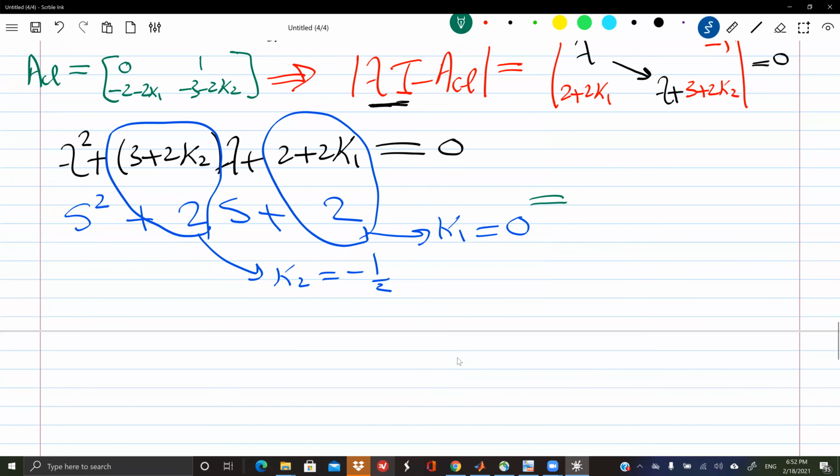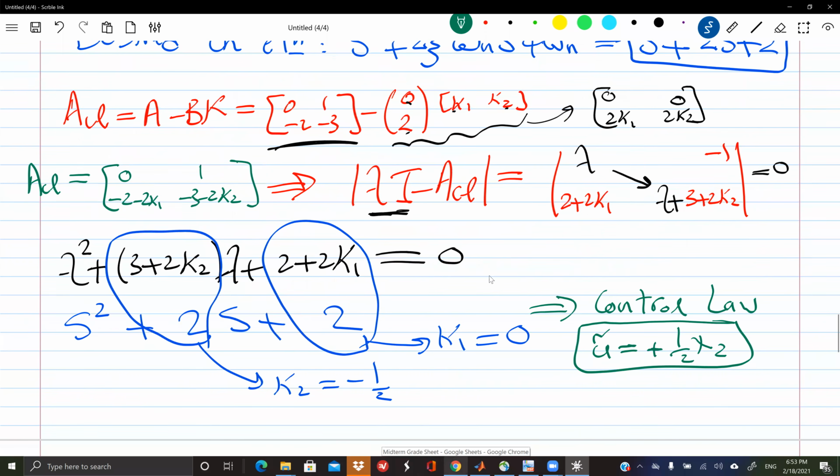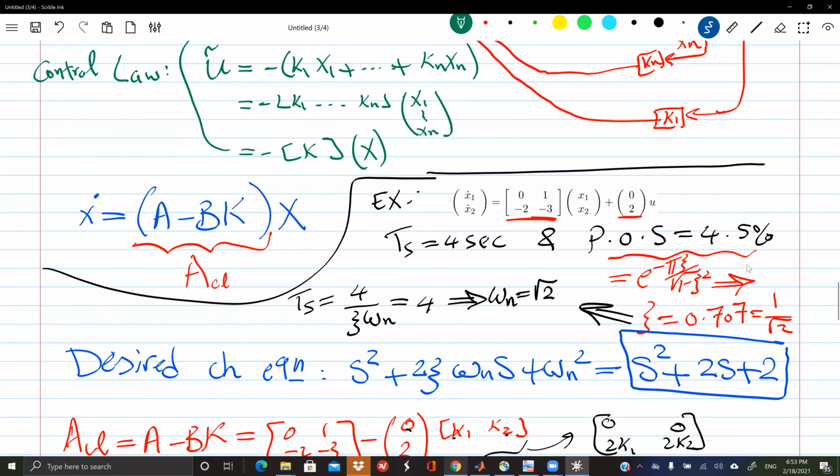What's the control law? The control law is my input will be negative k1 x1, which is 0, negative k2 x2. So this is my control law. Feedback by the second state, always multiply by half. This is the right amount of input to give you the 4-second settling time and 4.5% overshoot.